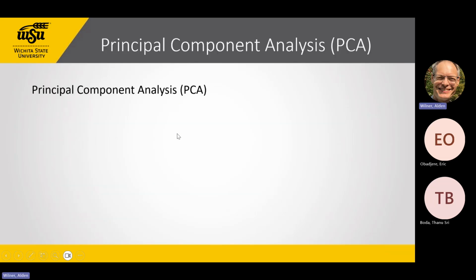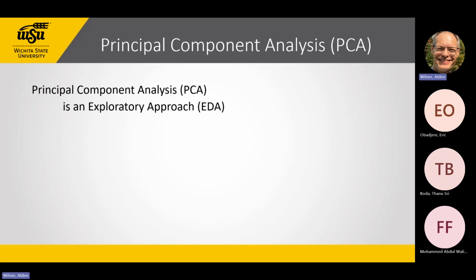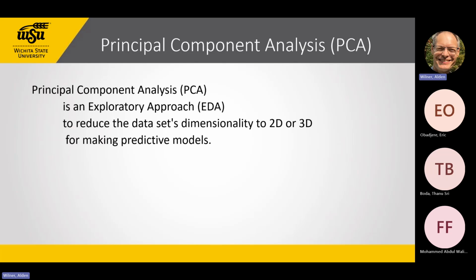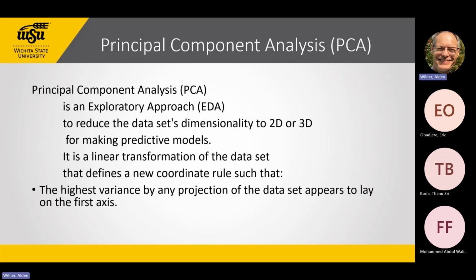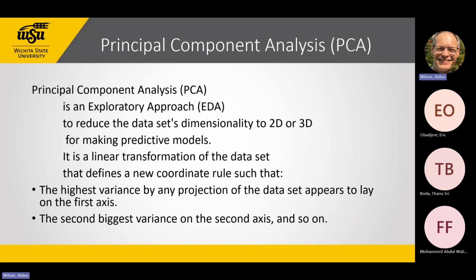So for the rest of our lecture, we're going to focus on PCA, right? And PCA, in a nutshell, is an exploratory data approach to reduce the data set's dimensionality to probably 2D, 3D, maybe 4D if it's appropriate, for making predictive models. It is a linear transformation of the data set that defines a new coordinate system such that the highest variance by any projection of the data set lies on the first axis, the second biggest variance on the second axis, and so on.